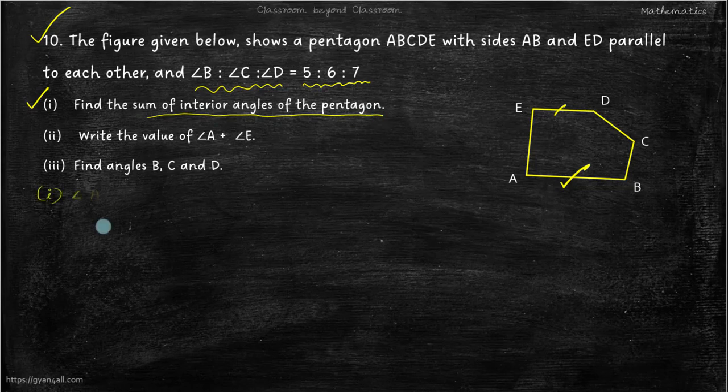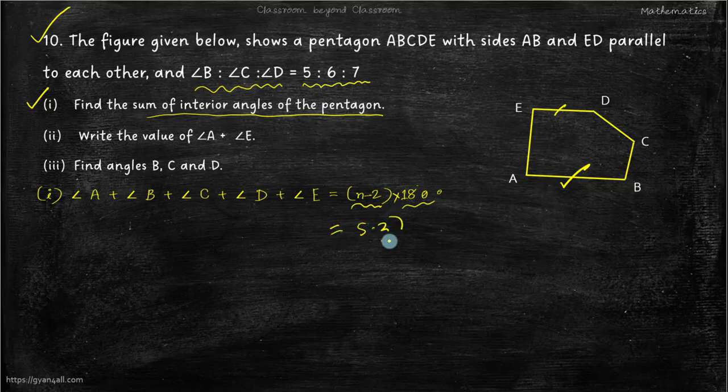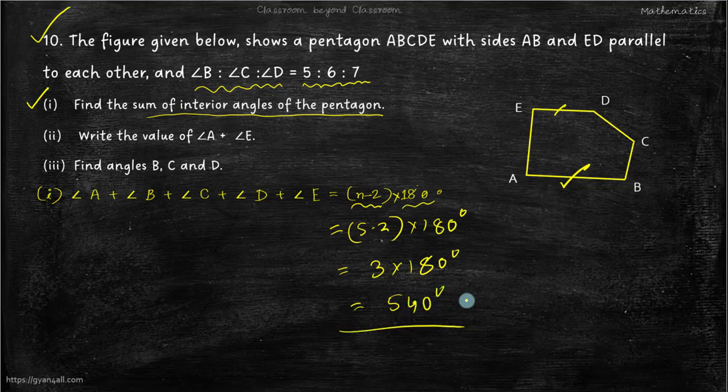First we have to find out the sum of interior angles of this pentagon. So we'll use the formula. Sum of the interior angles A plus B plus C plus D plus E is equal to (n minus 2) into 180 degrees. If we put the value of n equal to 5, it is (5 minus 2) multiplied by 180 degrees, which is equal to 3 multiplied by 180 degrees. So this is 540 degrees. This is the sum of interior angles of the pentagon.